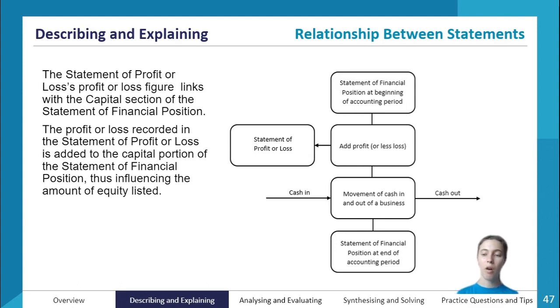So we've got a bit of a visualization here. So you've got the statement of financial position at the beginning of the accounting period. You add the profit or the loss, and you get the statement of profit or loss. You've got the movement of cash in and out of the business during the year, and then you've got the statement of financial position at the end of the accounting period.